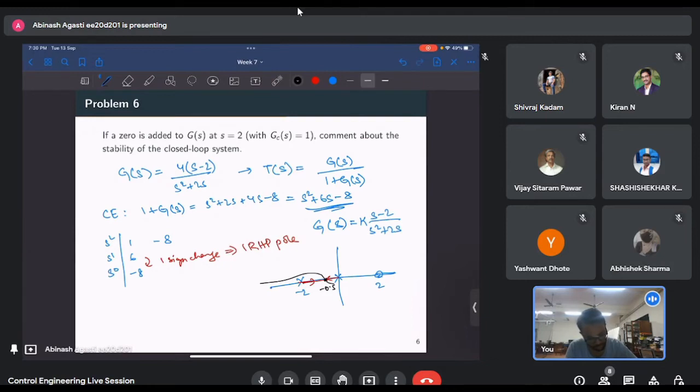And this one will maybe come like this, and this will be going to 0 here, something like that, maybe. No, no, no. This won't be symmetric about the real axis. No? Let us look it up. Just a minute.